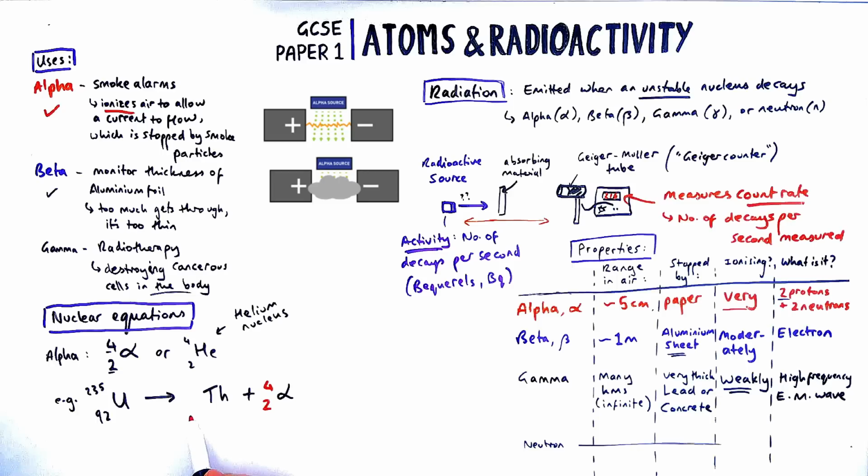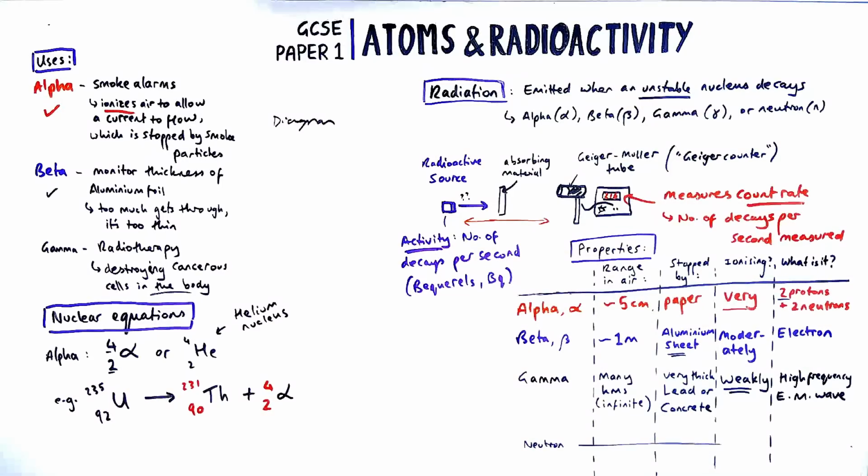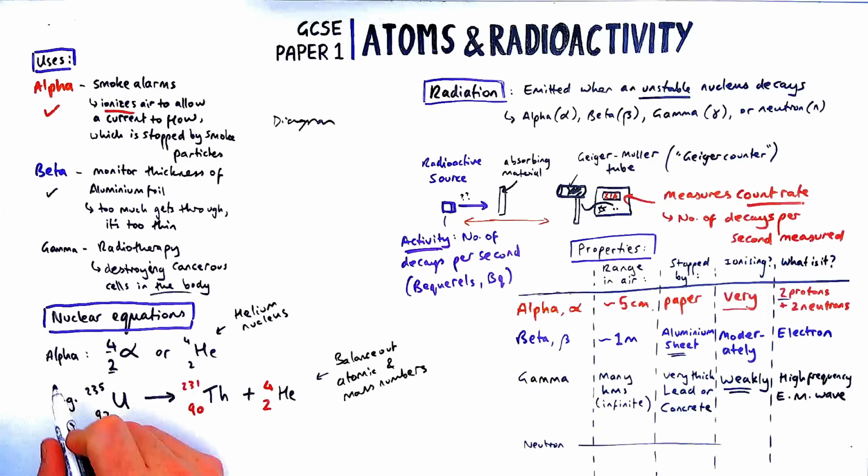And if we compare the left-hand side to the right-hand side, if the uranium nucleus has lost 2 protons, that means that the atomic number is going to go down by 2, which in this case means it goes from 92 to 90. The mass number has lost 4, so that goes down to 231. So we can fill in those atomic number and mass number for our new element, thorium.